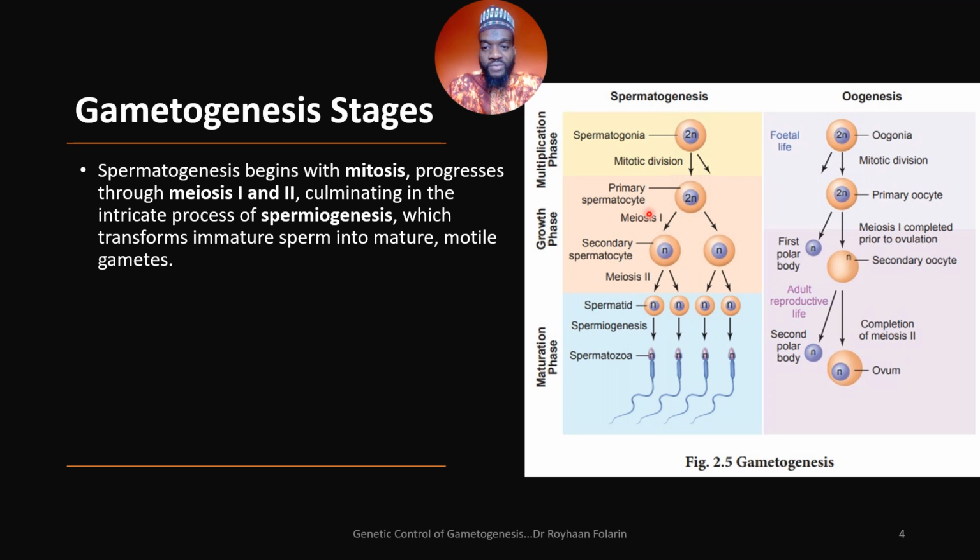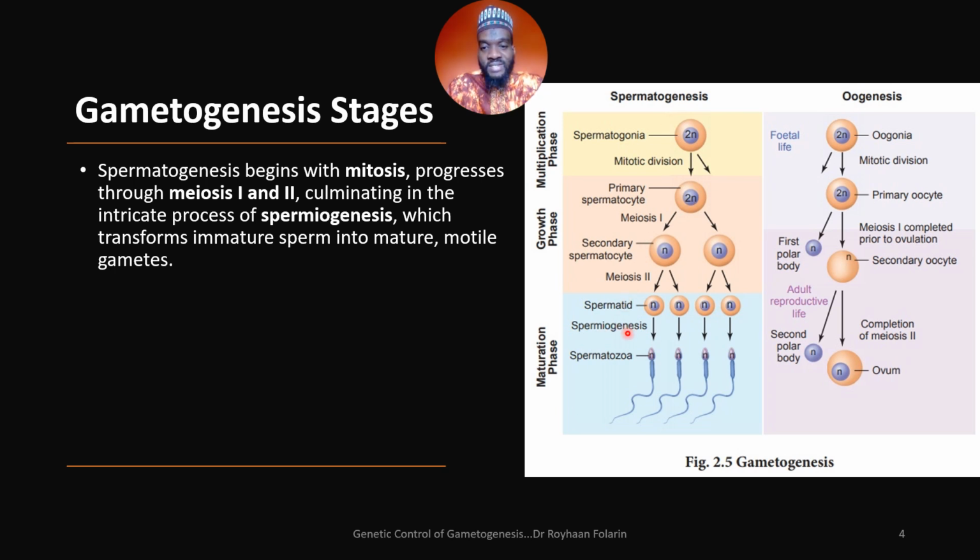So the end of the growth phase gives us a spermatid, which takes us into the maturation phase. So all the spermatid needs to do is to just mature as it is in that same number. The process of maturing from spermatid into spermatozoa is known as what? Spermiogenesis. So take note of the difference between spermiogenesis and spermatogenesis.